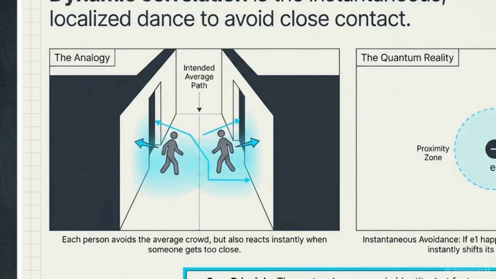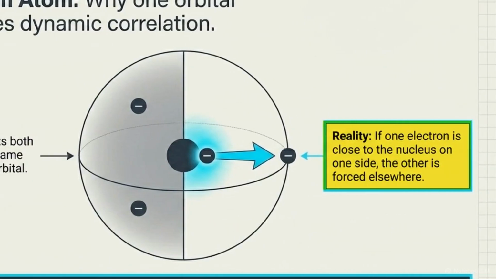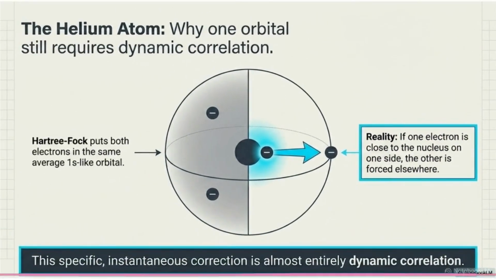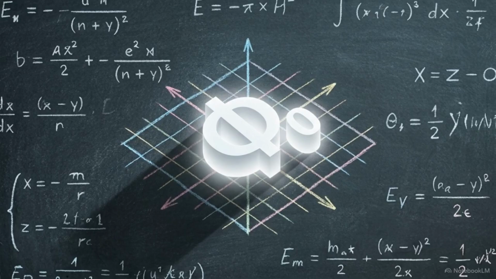immediate personal space. In the helium atom diagram, Hartree-Fock places electrons in a symmetrical average state. But reality shows if one electron nears the nucleus, the other is forced elsewhere. This rapid spatial adjustment around a stable state is dynamic correlation. It is the fine-tuning of electron positions within an already accurate electronic picture. To capture this mathematically, we rely on a specific logic.